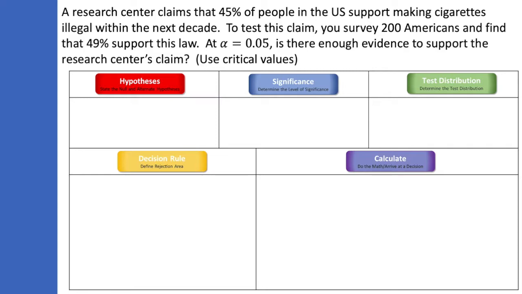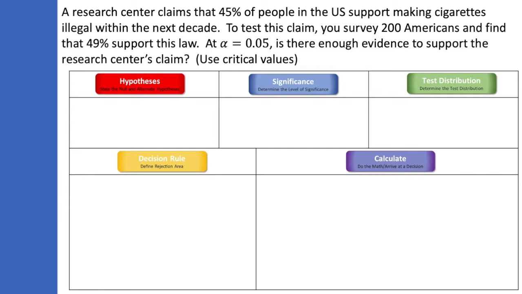A research center claims that 45% of people in the US support making cigarettes illegal within the next decade. To test this claim, you survey 200 Americans and find that 49% support this law. At alpha equals 0.05, is there enough evidence to support the research center's claim?